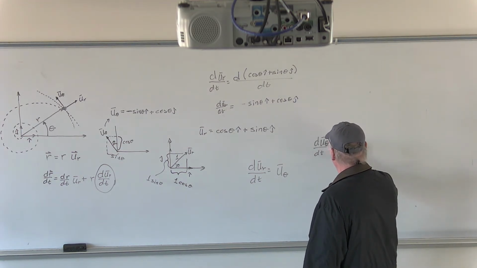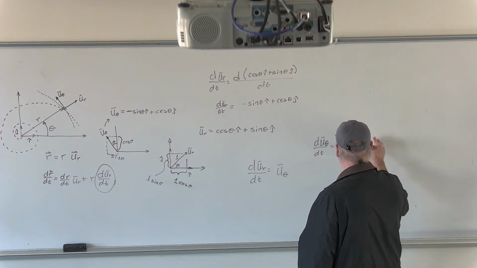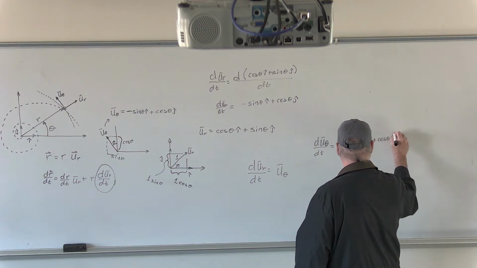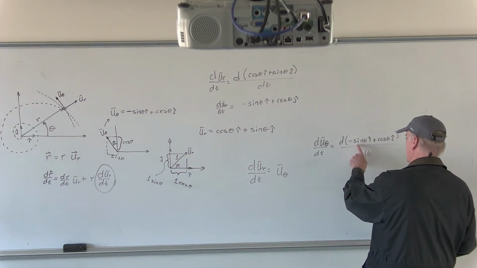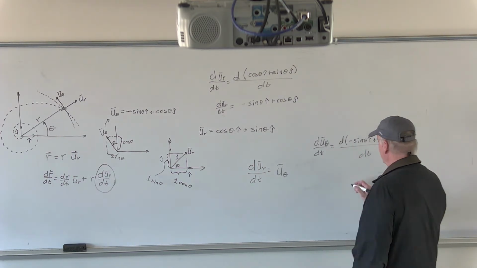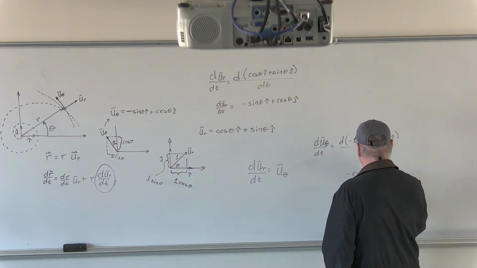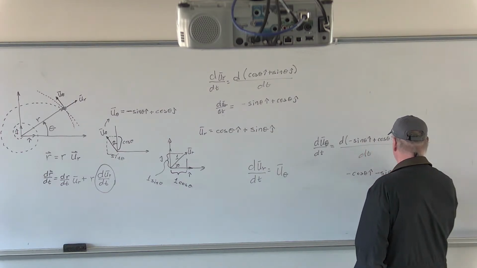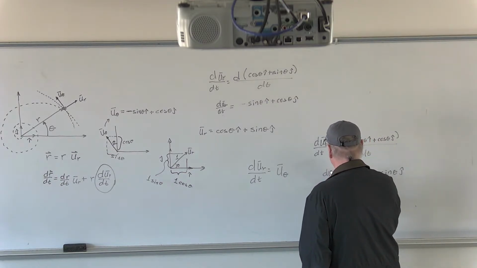So dU theta dt. Okay, I'm just going to copy it down: minus sine theta I plus cosine theta J. And take the derivative with respect to time. Okay, help me out. Derivative of sine is cosine, right? Yeah, it'd be negative cosine. And then I. Derivative of cosine, isn't that minus the sine? And that is the change in U theta with respect to time.